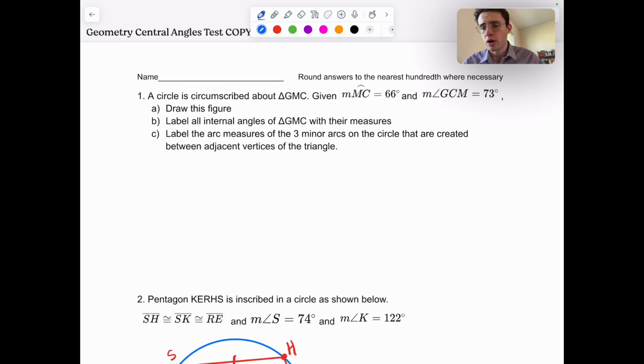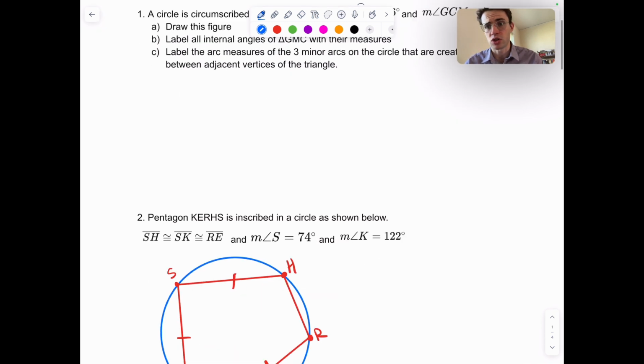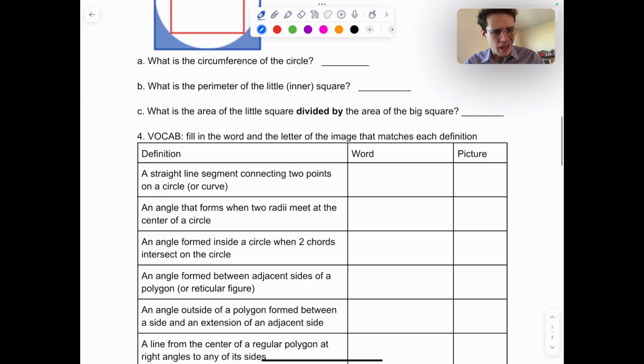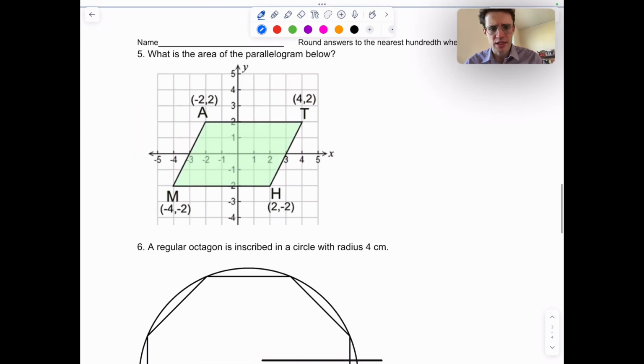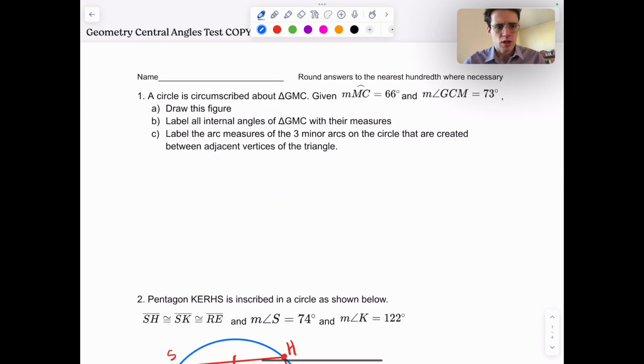In this video, I'll be going over the Unit 7 geometry test, which includes inscribed angles, central angles, shapes inscribed inside of circles, circles inscribed inside of shapes, by shapes I mean polygons. And we also have a vocab section, and there's one section about the area of a parallelogram. So as we work our way through, we'll start with this question 1.